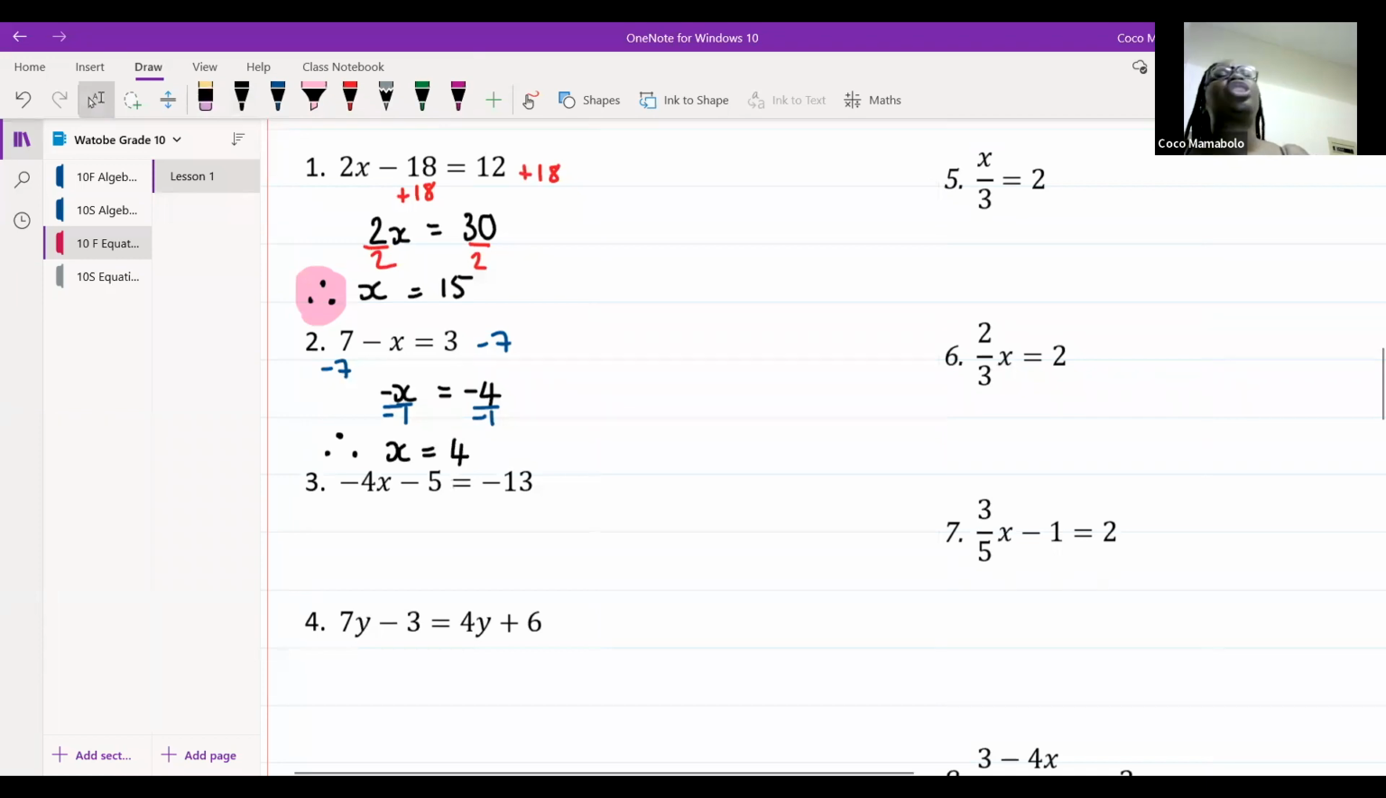Excellent. There's another question. When we get to the other questions, raise your hand again. Okay. Let's see. Nomaza, let's do number 3, my sweetie. Come, let's go. Hi, girl. So like I said, plus 5 on the negative 13. Plus 5. Good.